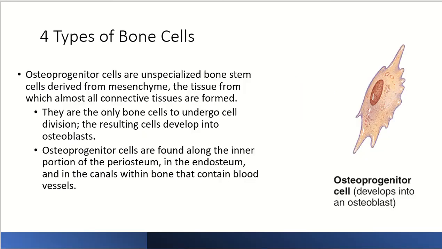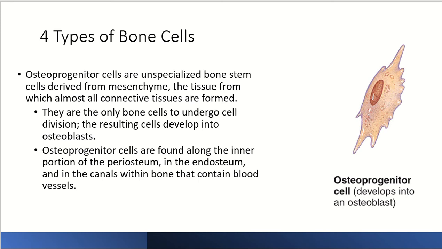So looking at each of these types of bone cells individually. First, we have our osteoprogenitor cells. These are going to be just unspecialized bone stem cells. They're going to be derived from the mesenchyme, and this is the tissue from which all of the connective tissues are going to be formed. That's the mesenchyme. So these osteoprogenitor cells are unspecialized, so they're able to differentiate into the different types of bone cells. These osteoprogenitor cells are the only bone cells that are able to undergo cell division. And the resulting cells are going to develop into osteoblasts.